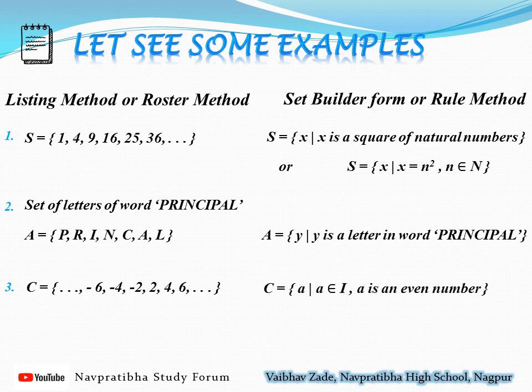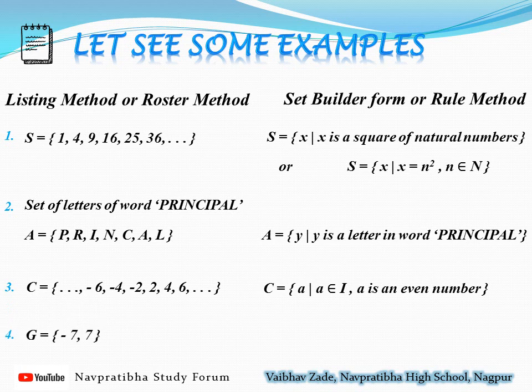In set builder form, we can write it as C is the set of all a such that a belongs to I and a is an even number. It means a is an integer, a belongs to I, and also a is an even number.